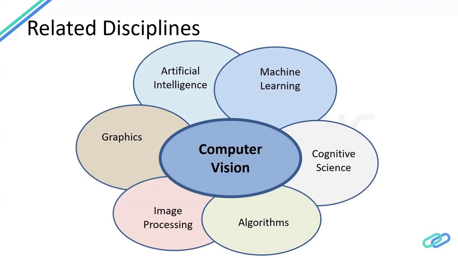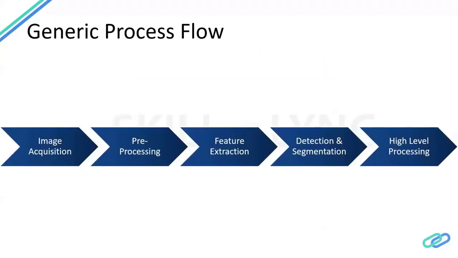So in this slide, you can see that computer vision is a mix of many other techniques such as artificial intelligence, machine learning, cognitive science. It requires a lot of algorithms to run, and then image processing, of course, and then graphics to enable the computers to process certain information in a particular way based on the objective. It could change. The generic process flow of computer vision, irrespective of the domain, could be put in 5 steps.